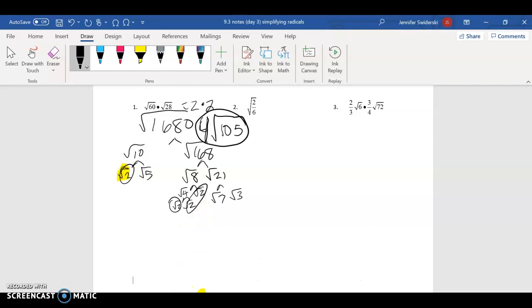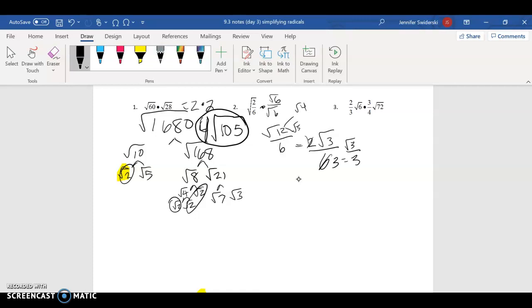Number 2. This was stuff from yesterday. I'm going to multiply by the square root of 6 on the top and bottom because I do not want to have that square root sign in the denominator. When I do that, I'm going to get the square root of 12 over 6. 12 will break down to 3 and 4. 4 will break down to 2 and 2, so I get 2 root 3 over 6. I can simplify this to get 1 and 3, so I would get a square root of 3 over 3.